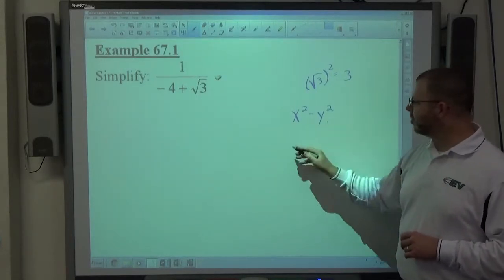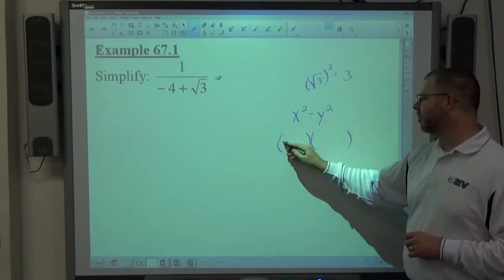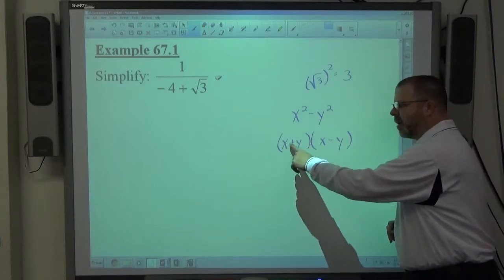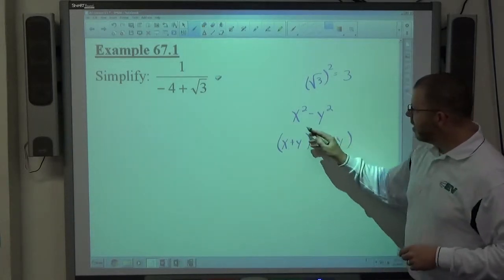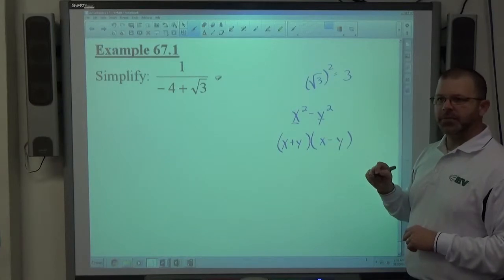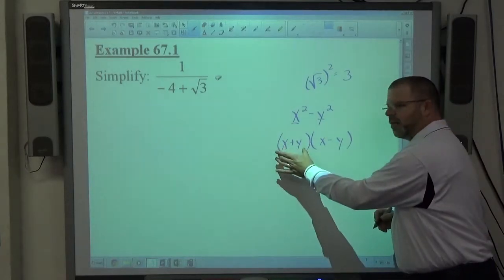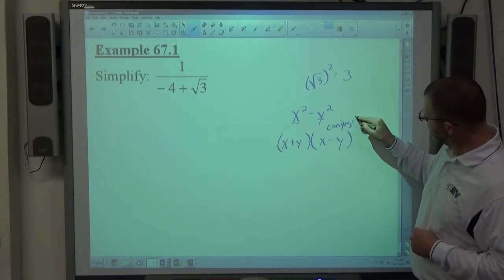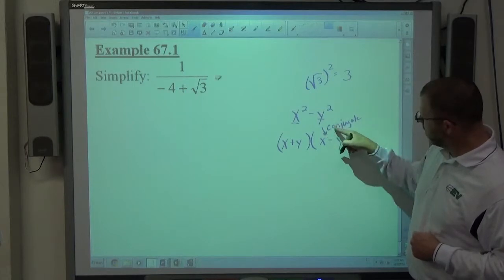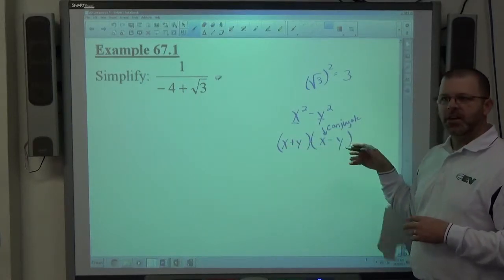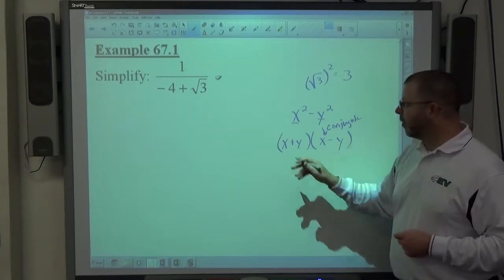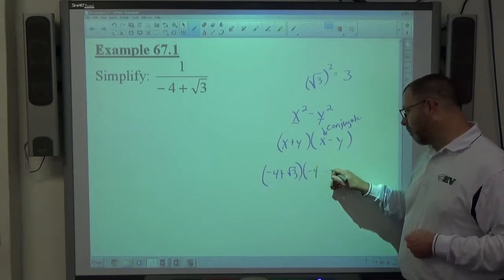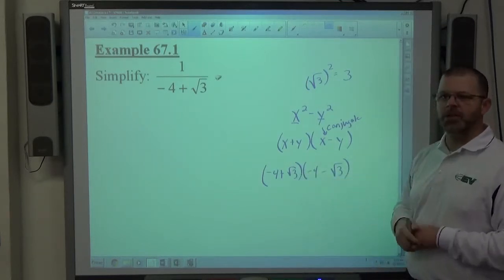If we have a difference of squares, the factored form is x plus y and x minus y, right? If we have a sum and a difference of the same two objects, you create perfect squares being subtracted, right? And when you have a sum and difference of the same two objects, this is called the conjugate. That's the conjugate of that, and that's the conjugate of that. Same objects, different signs. So, for example, if we have negative 4 plus the square root of 3, and I multiply by negative 4 minus the square root of 3, we're looking at multiplication of conjugates.